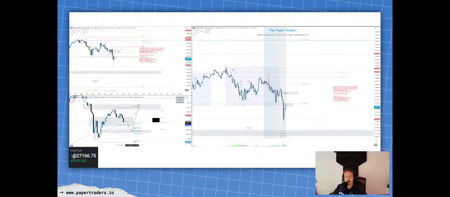Look at that, right? Now they are running it all the way back. Looks like. Was that wicky price action on NQ? It's NQ for you.